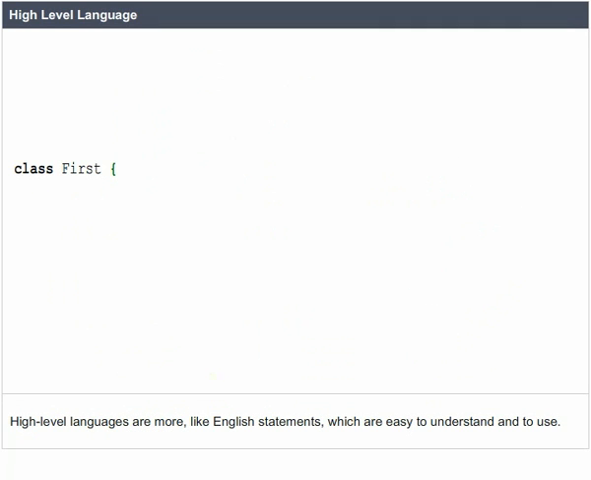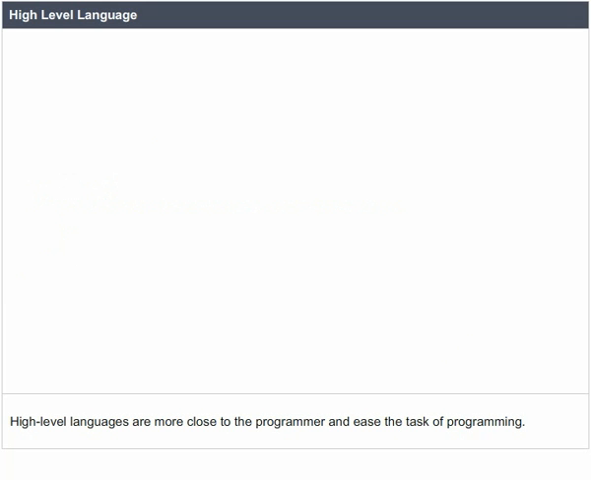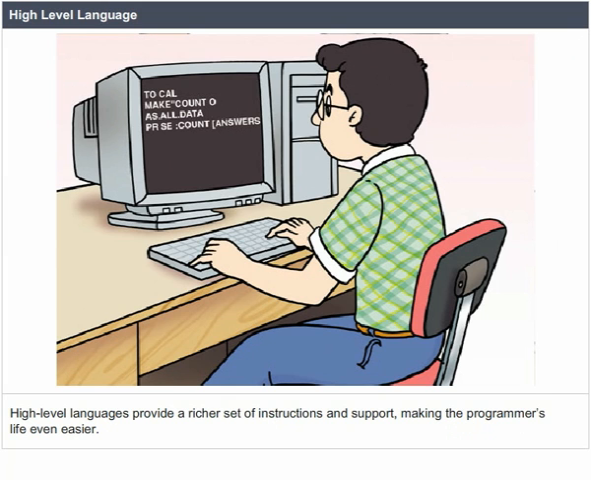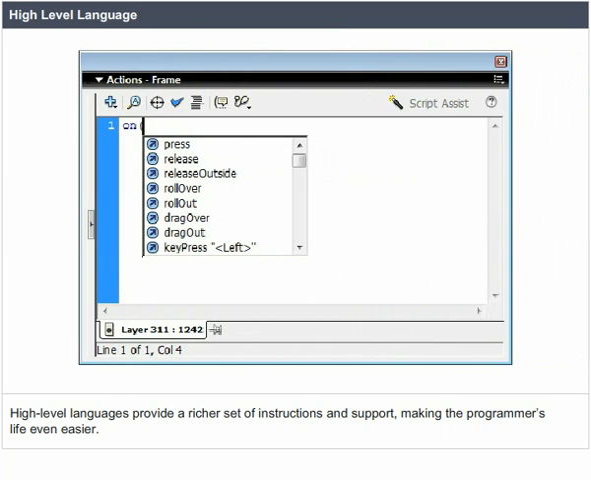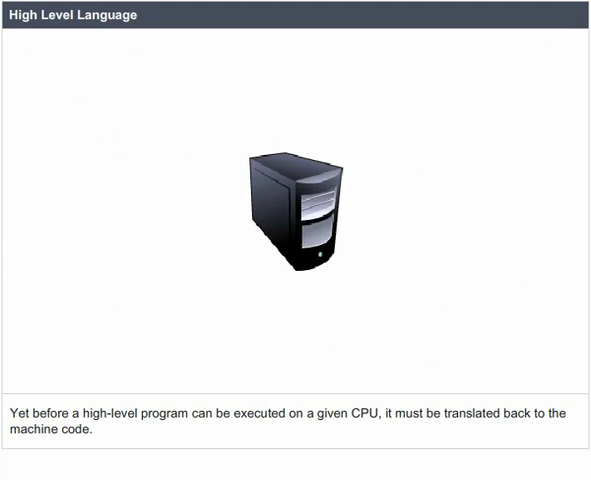High-level languages are more like English statements, which are easy to understand and to use. High-level languages are closer to the programmer and ease the task of programming. High-level languages provide a richer set of instructions and support, making the programmer's life even easier. Yet, before a high-level program can be executed on a given CPU, it must be translated back to the machine code.